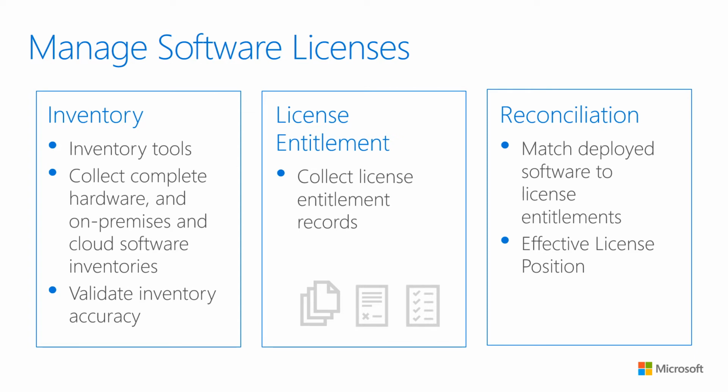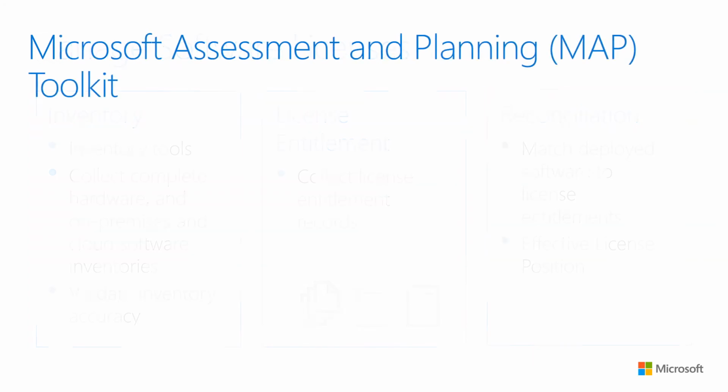So let's get started with some of the inventory tools that you might choose, and we're going to look at 2 Microsoft tools, the Map Toolkit and System Center Configuration Manager. We'll start with the Map Toolkit, or the Microsoft Assessment and Planning Toolkit to give it its full name. The Map Toolkit performs 4 key functions, 2 of which help us with our inventory tasks and 2 of which help us with planning tasks.